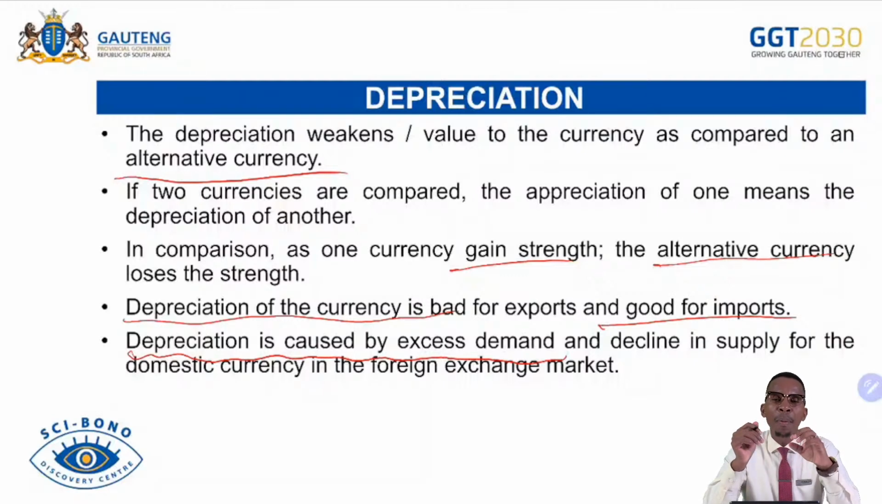Remember, when we spoke about excess supply, our rand was more highly supplied than demanded. But in this case, it's the opposite. Our rand is more highly demanded than supplied. There's a higher level of demand than the level of supply. So the demand is increasing faster than the supply of the currency. That is causing the currency to depreciate.